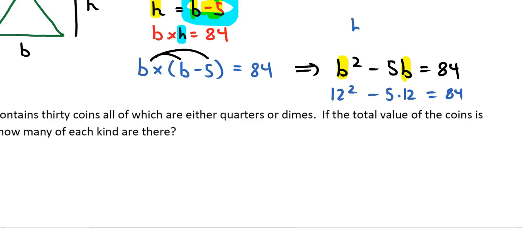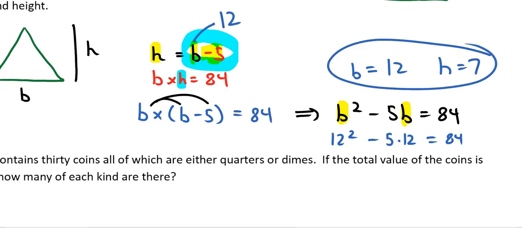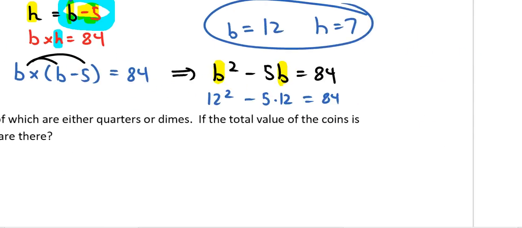So your base is going to be 12, and then your height is going to be 12 minus 5, which is 7. Once again, if you want to go from this step to that step, you need to guess a number. The number that I'm going to guess is 12, and 12 did work. 12 squared minus 5 times 12 does give me 84.